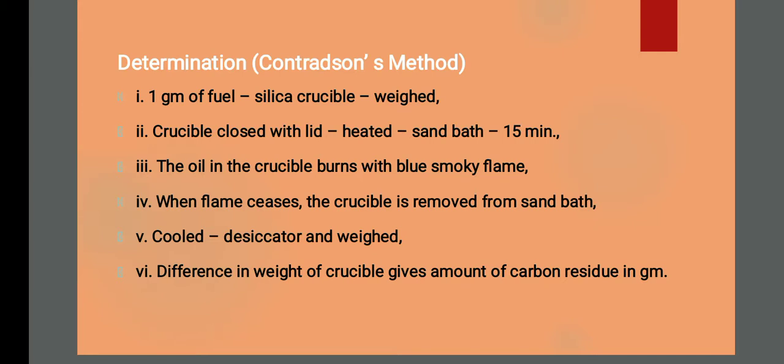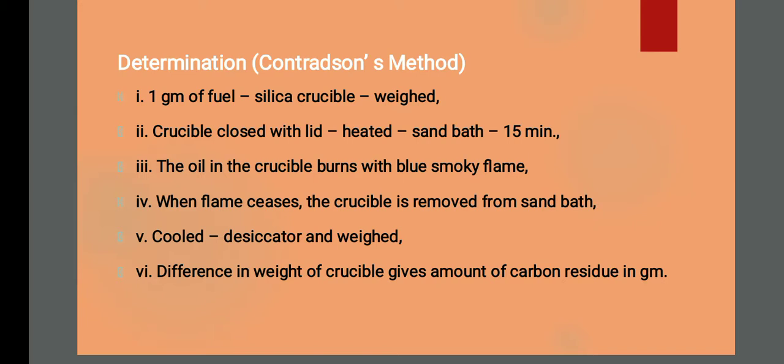After weighing, you close the crucible with the lid and heat it in a sand bath. You should not heat it directly. You have to heat it in a sand bath for about 15 minutes. After that, the oil in the crucible burns with a blue smoky flame. When the flame ceases, the crucible is removed from the sand bath. It is kept in a desiccator for cooling. After cooling, it is weighed, and the difference in the weight of the crucible gives the amount of carbon residue in grams.